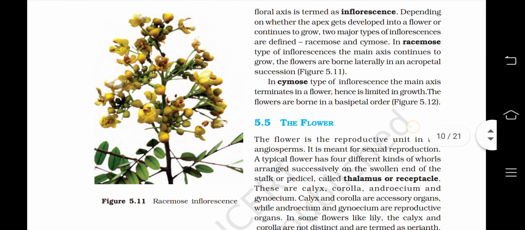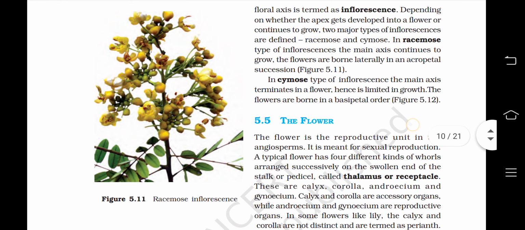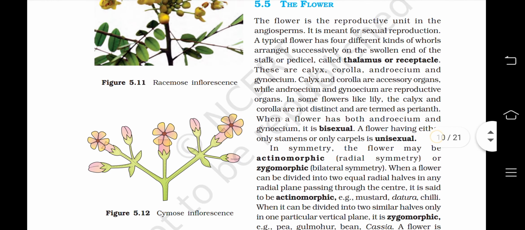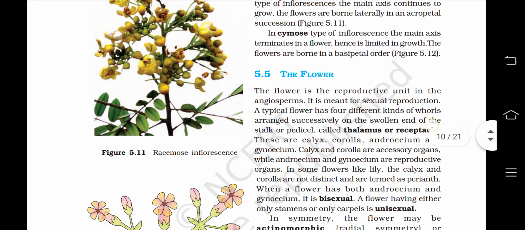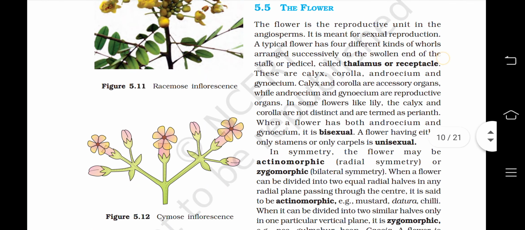So if you look at the diagram, 5.11 is a racemose type of inflorescence in which the main axis continues to grow and the new flowers are born in an acropetal succession. And figure 5.12 is a kind of cymose inflorescence where the flower is born at the end of the main axis.